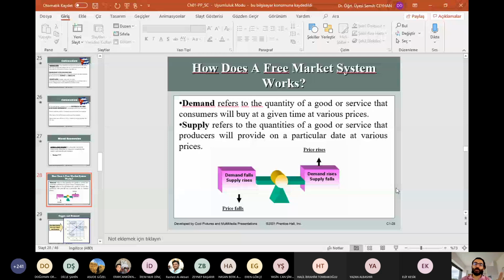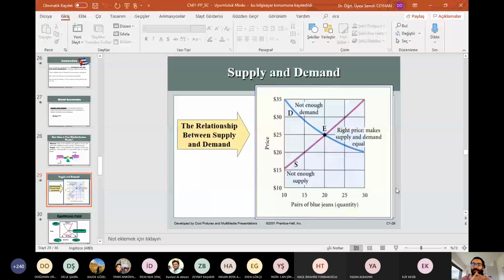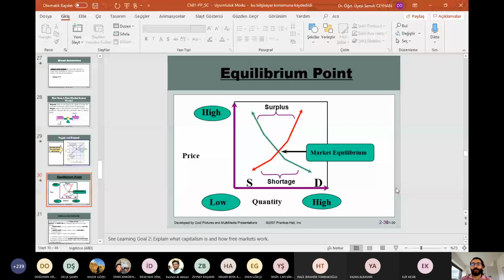So in economic terms, we can see it like that in that graph. When demand and supply meet, we call it an equilibrium point. It's the right price. The supply and demand are equal to each other, so it is the right price. When there is not enough supply or not enough demand, there will be an imbalance. We call them shortages and surplus.